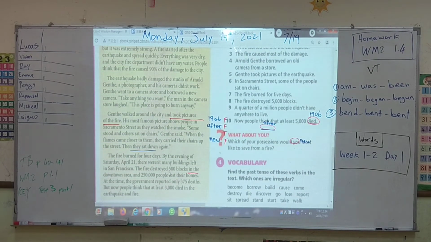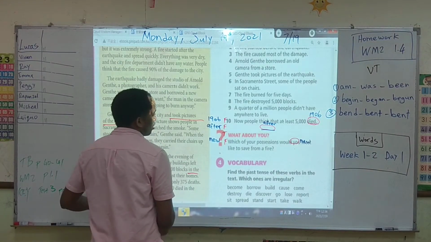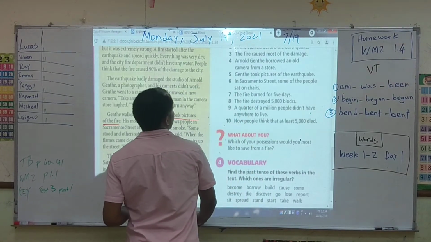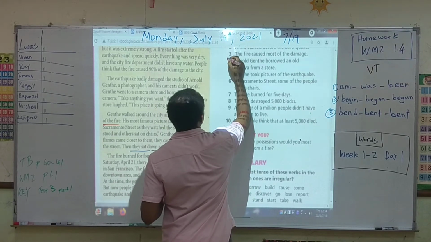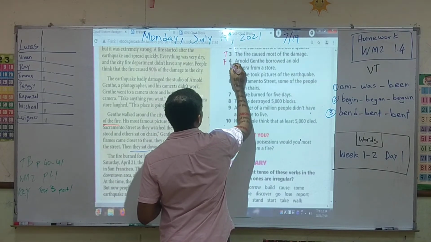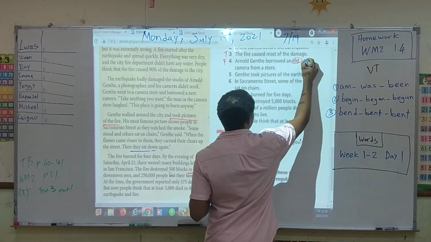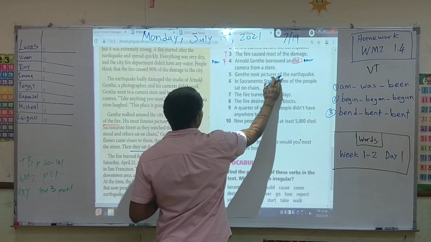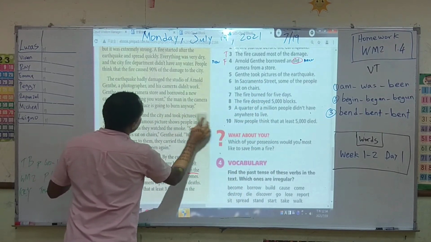Okay, so I'll rewrite the answers again. Okay, good. So I will erase this one. Now we have the number 3, we had true. There we had false. And remember, we write new for number 3, and we have new. Good. Okay, Gareth took pictures of the earthquake. Good. So let's read.